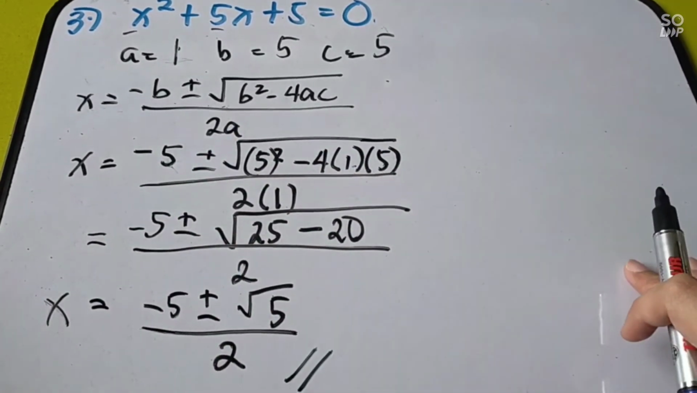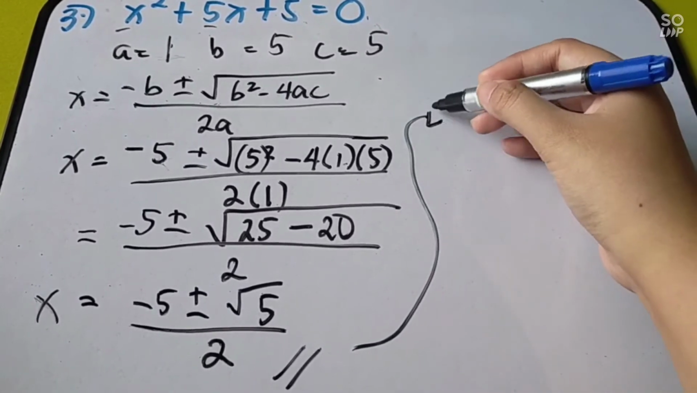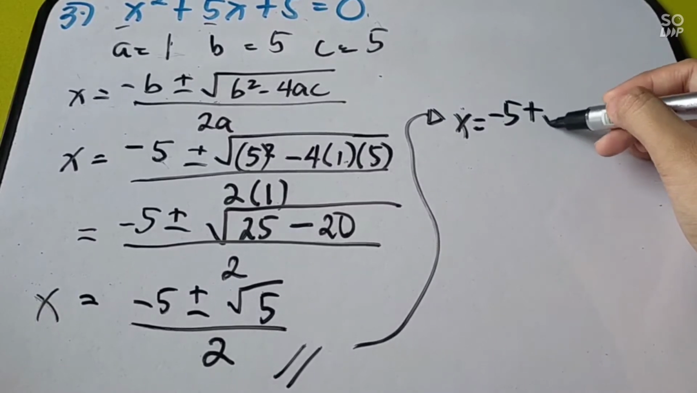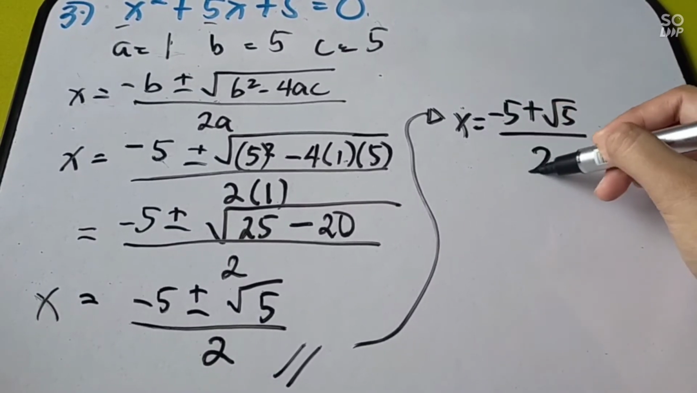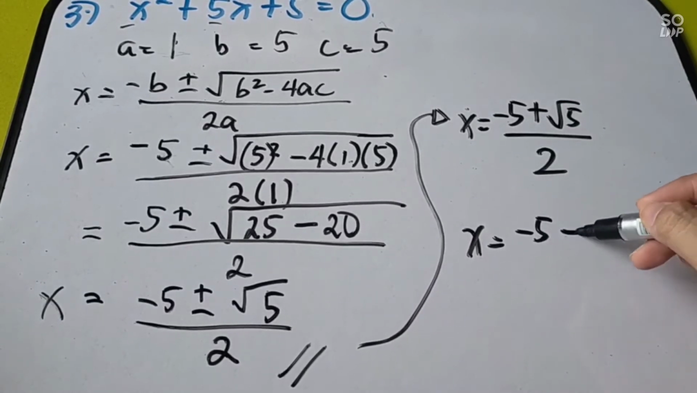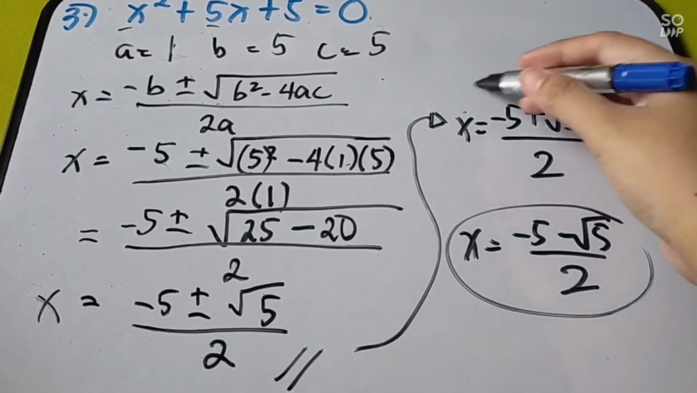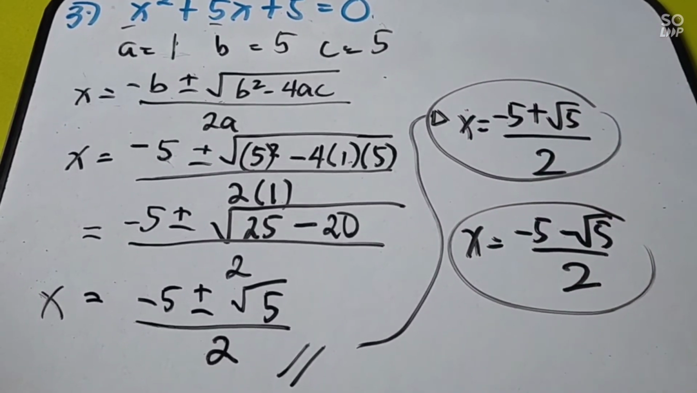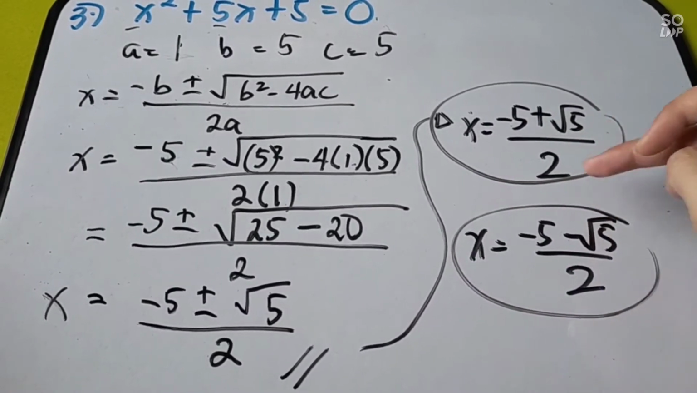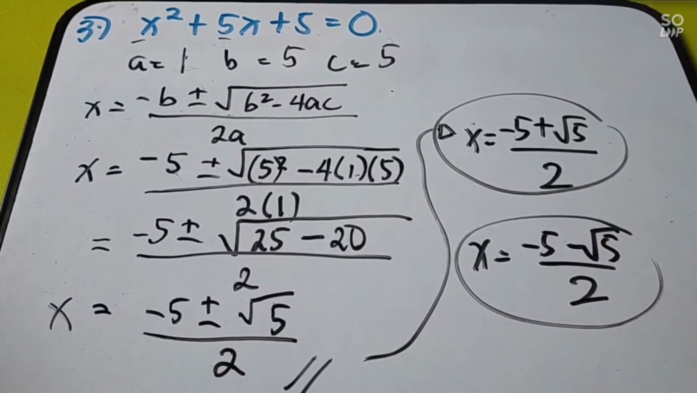O, ayan na. Halos tapos na. Pwede na yan. Or, pwede mong paghiwalayin. Kapag pinaghiwalay mo, x is equals to negative 5 plus square root of 5 over 2. And the other one is x equals to negative 5 minus square root of 5 over 2. Okay? So, yan. Pwede na yan. That is it. Kasi hindi mo naman sila mako-combine kasi isa ay may radical sign. Hindi na rin tayo makakapag-simplify kasi wala nang divisible to each other.